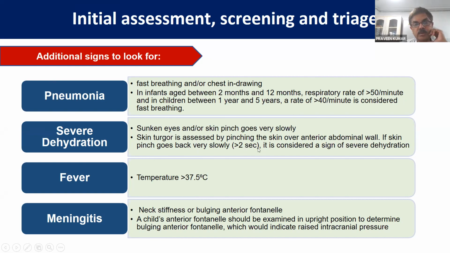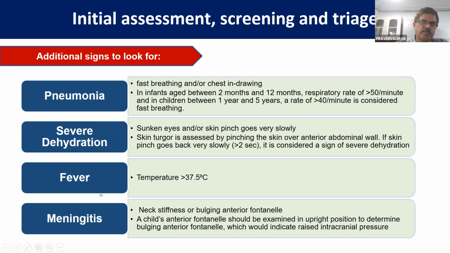And how do we check for skin pinch, which we also call skin turgor? For that, you will select a point on the anterior abdominal wall, which most of the time is midway between the umbilicus and the lateral wall of the abdomen. Midway, you will lift the skin fold and leave it. If the skin pinch going back takes longer than 2 seconds, then you say this is very slow. If there is a tent formation but it goes back within 2 seconds, then we say this is slow. And if it is going back immediately, then we say this is immediate. So if the child has two or more of these four signs, then we say this is severe.